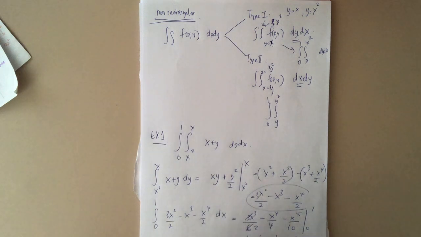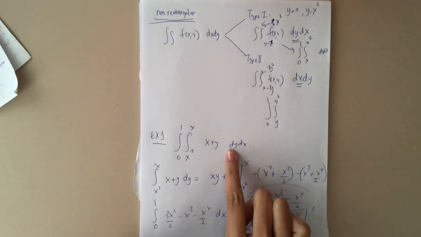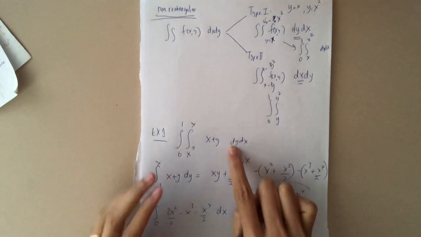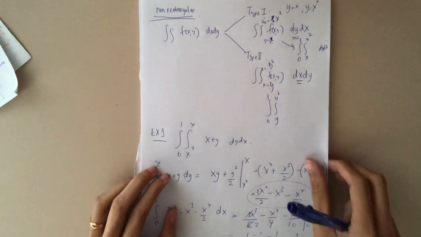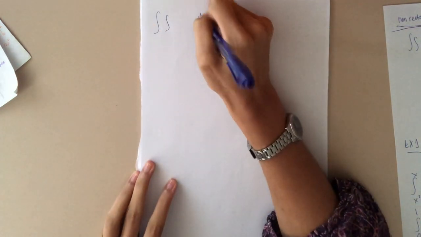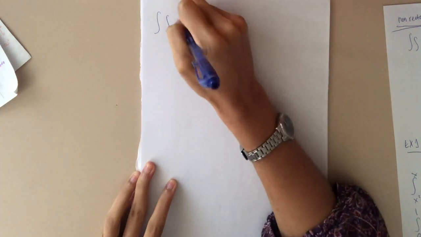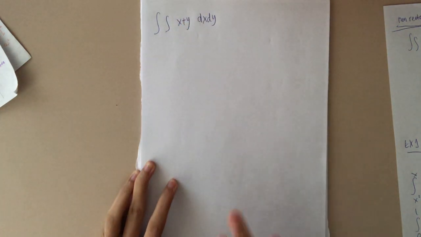Now my question is, we want to do the same question, but now we want to do type 2. What's meant by type 2? Type 2 means I want to reverse the order. Instead of the original question giving you dy dx, now we want to solve for dx dy, the same function, the same limit.